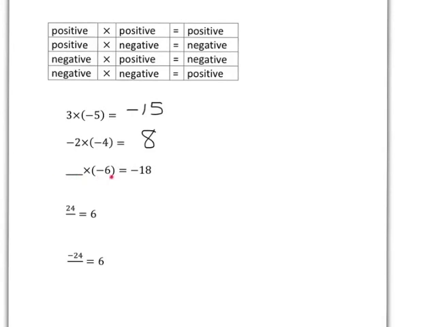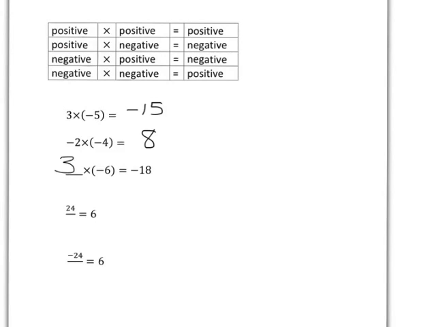What multiplied by negative 6 is going to give me negative 18? Well, can you see we're in the position where our answer is negative, and the thing that's being multiplied by is also negative. So negative, negative. So the thing here has to be a positive. In other words, we're going to take it as 3. 3 times negative 6 is going to give you negative 18.